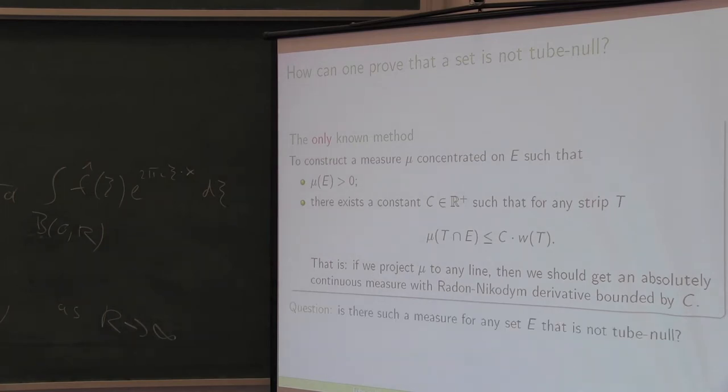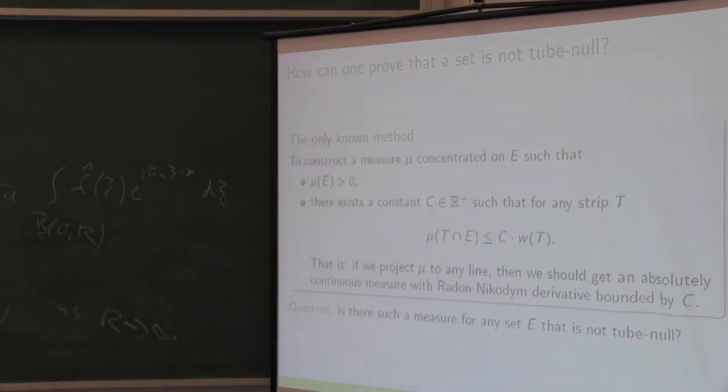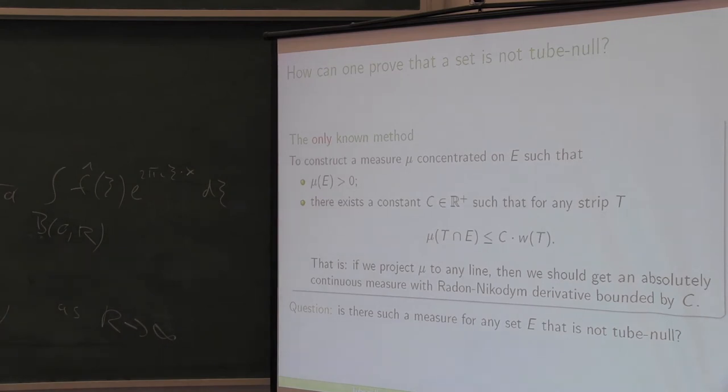And there is a conjecture that for any non-tube-null set, one can find such a measure. So according to this conjecture, this would be the only reason why a set should be tube-null, because of the existence of such a measure. This is open as well, but we have this set of divergence, which might be equivalent to being tube-null, and being tube-null might be equivalent to the non-existence of such a measure. So there are a few interesting open questions.